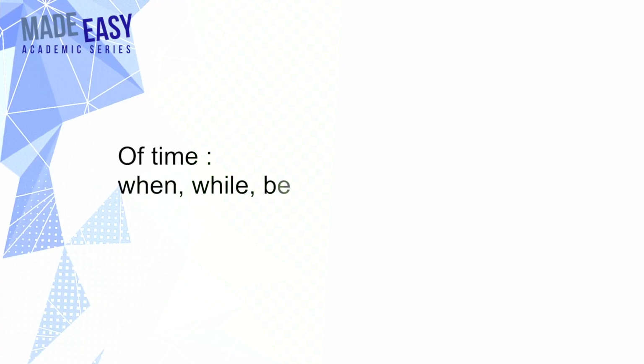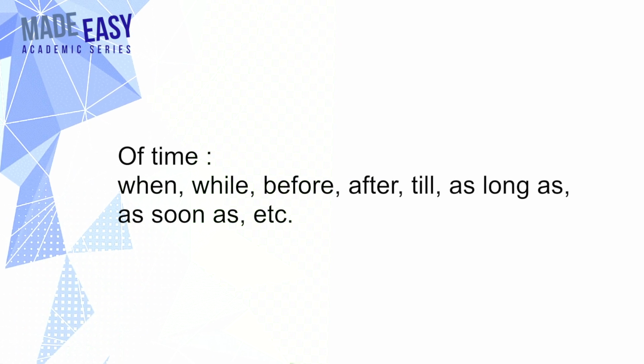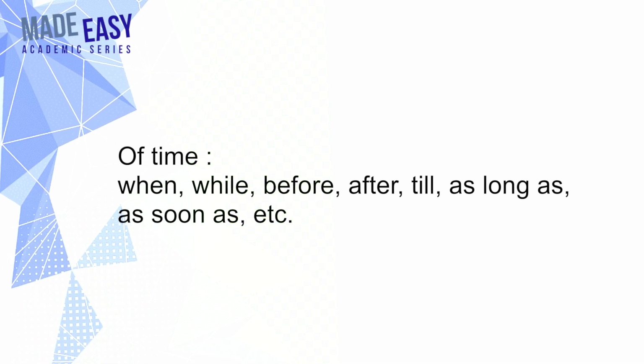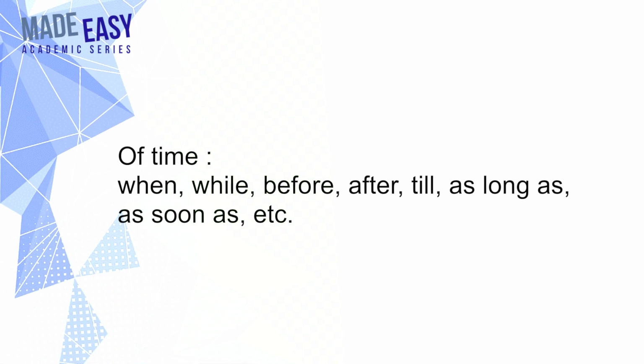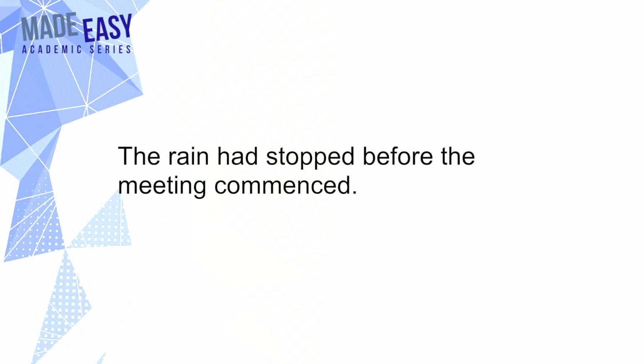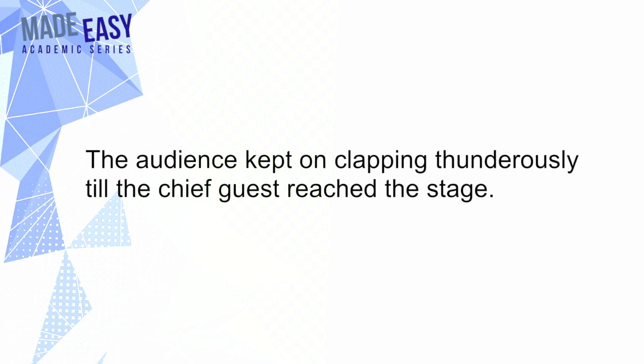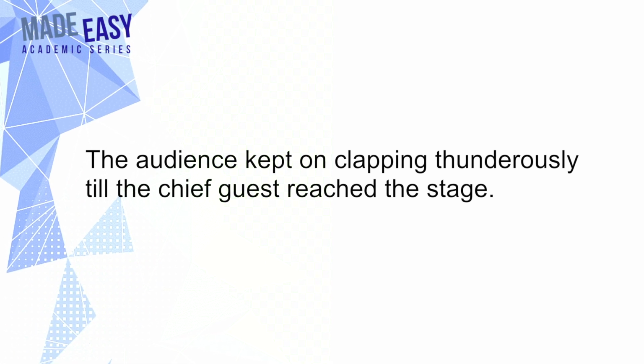The next type is of time, something that you can tell. Usually it has words like when, while, before, after, till, as long as, soon as, etc. Something that hints at a time frame. The rain had stopped before the meeting commenced. A typical example of a time clause. Absolute silence prevailed once the function started. Again, it gives you a sense of the time. The audience kept on clapping thunderously till the chief guest reached the stage. Again, you have a sense of time. Hence, it is an adverb clause of time.